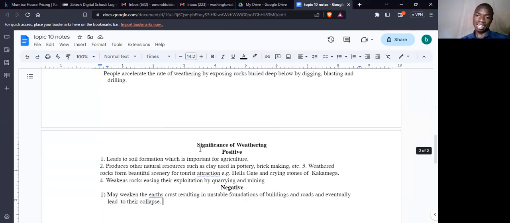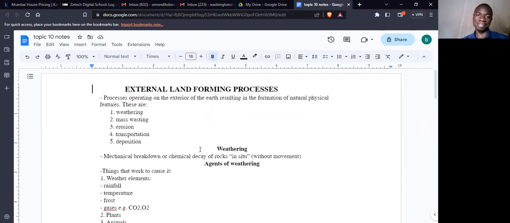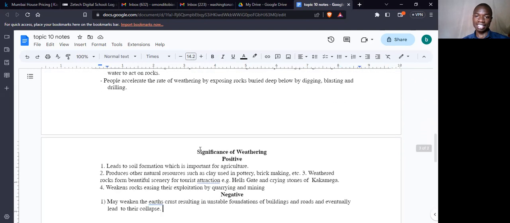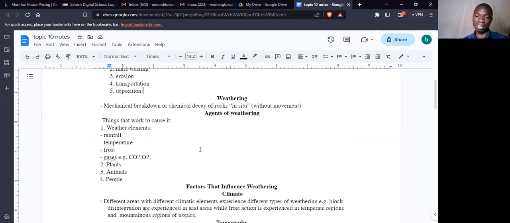Thank you very much for today's class. I think today I can stop there. That one is enough. I don't want to overload you so that at least you can grasp what I have told. In our next class, we'll look at the significance of weathering, that is the positive and the negative significance of weathering. How is this process of weathering important in our day-to-day life?